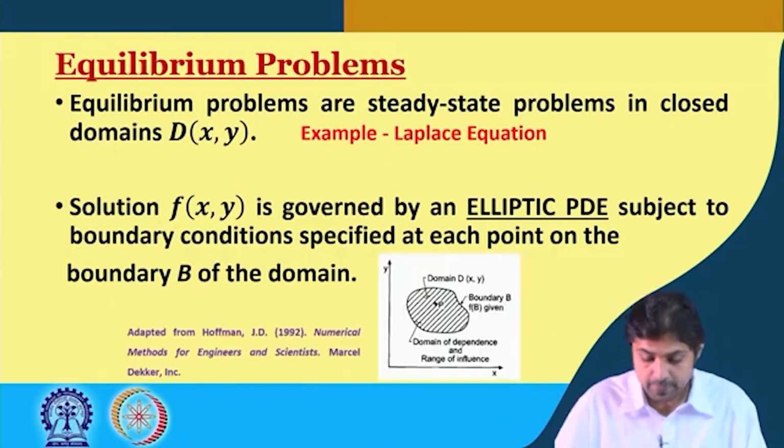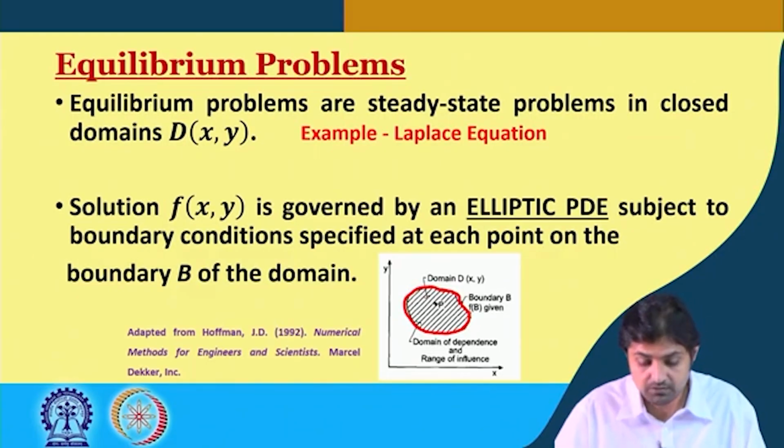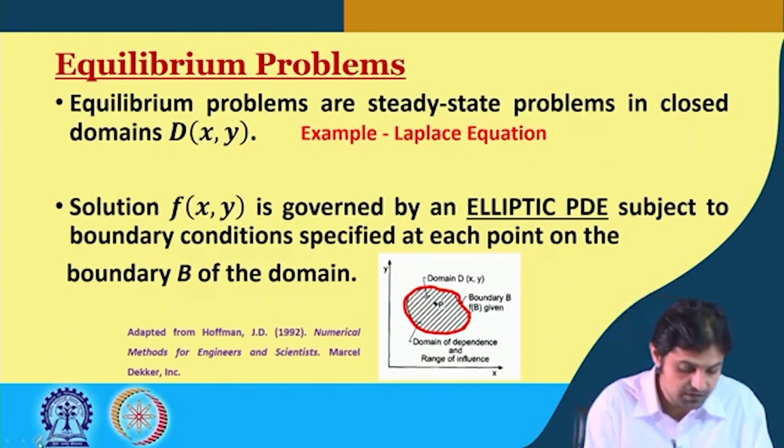Something like this. If this is the figure, you see because this is an elliptical PDE, the domain of dependence and range of influence are the same, all the domain, and this is the boundary. So, we should be able to supply the boundary conditions at all the points, which is denoted by B here.